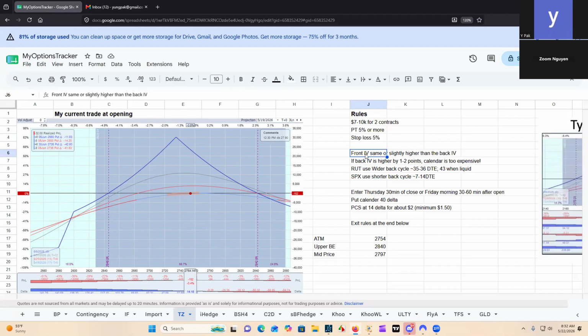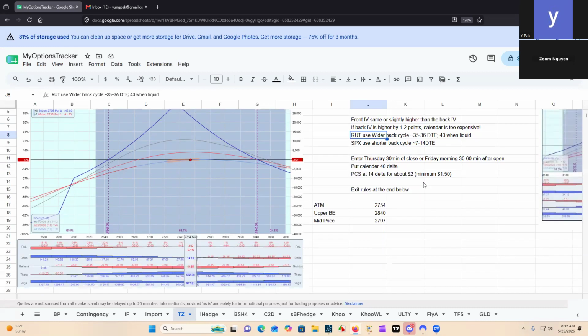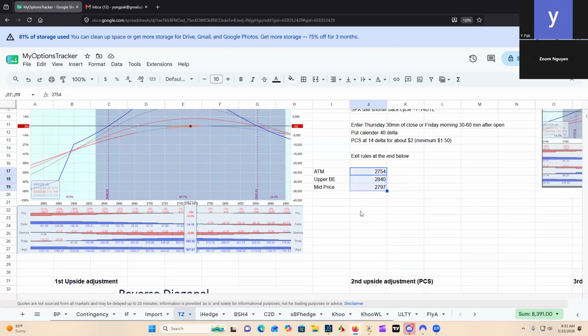And then these are the rules: your implied volatility, front cycle, back cycle. I went over that. And then these are the front cycle DTEs, days to expiration, 7 days expiration and 35 days are the ones that I use. And then I usually enter these on Friday mornings, or you can do it later on Thursdays. And then this is the delta, 40 delta, 14 delta. You want a minimum of $2 for the put credit spread that we put on. And then I just mark the prices here.